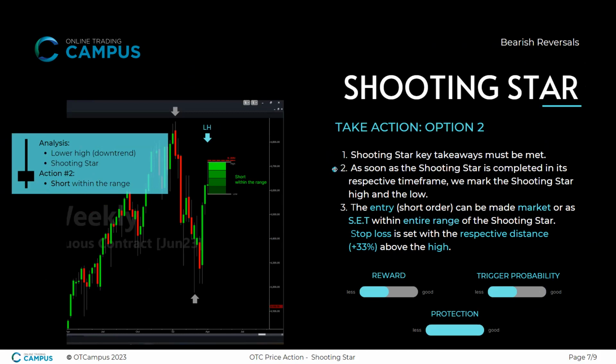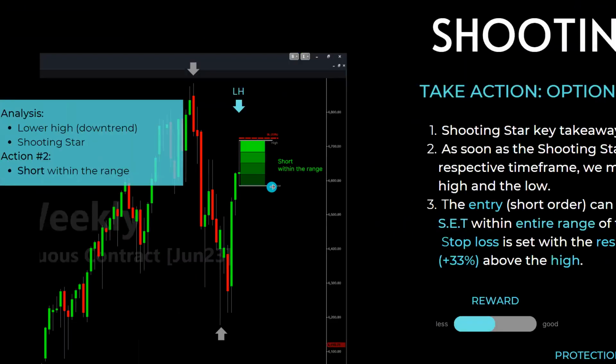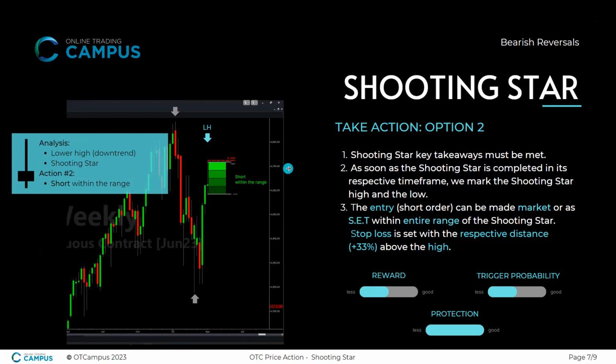Number two, the same here also. As soon as the shooting star is completed in its respective time frame, we mark the shooting star high and the low. Same like option number one, high and the low. And now number three, that's the first different point to option number one. Set the entry, our short order, can be made market or as a set, up to you, within the entire range of the shooting star.